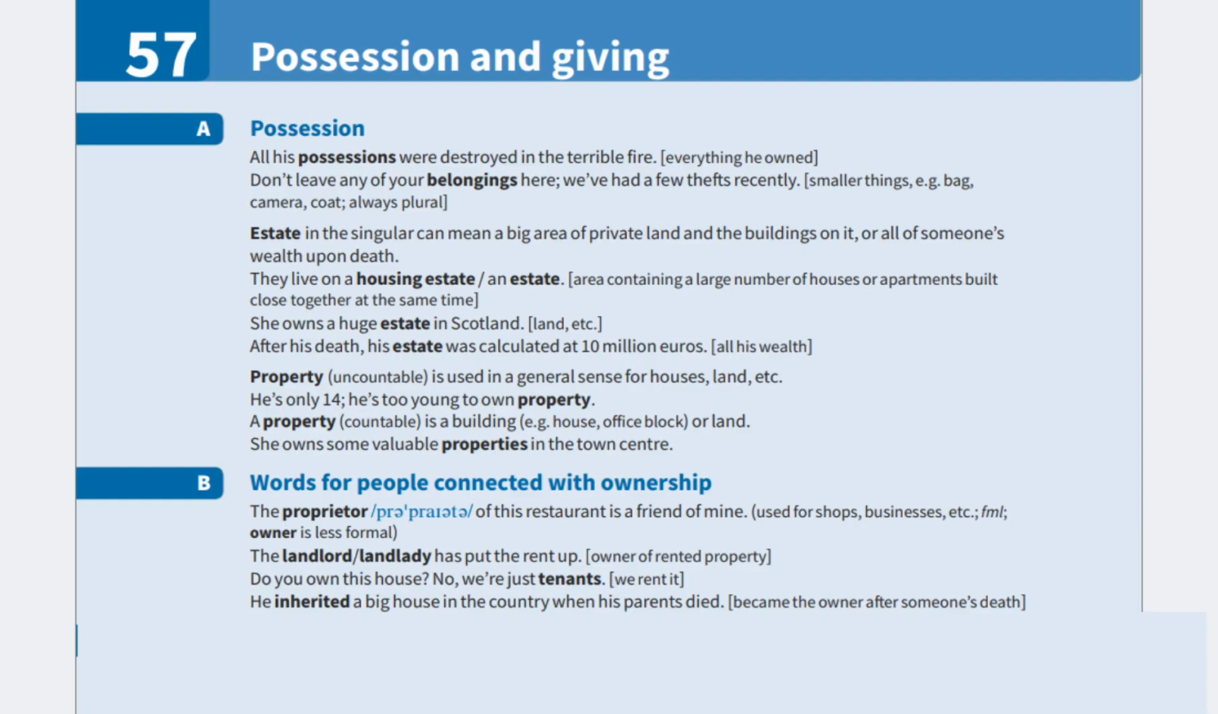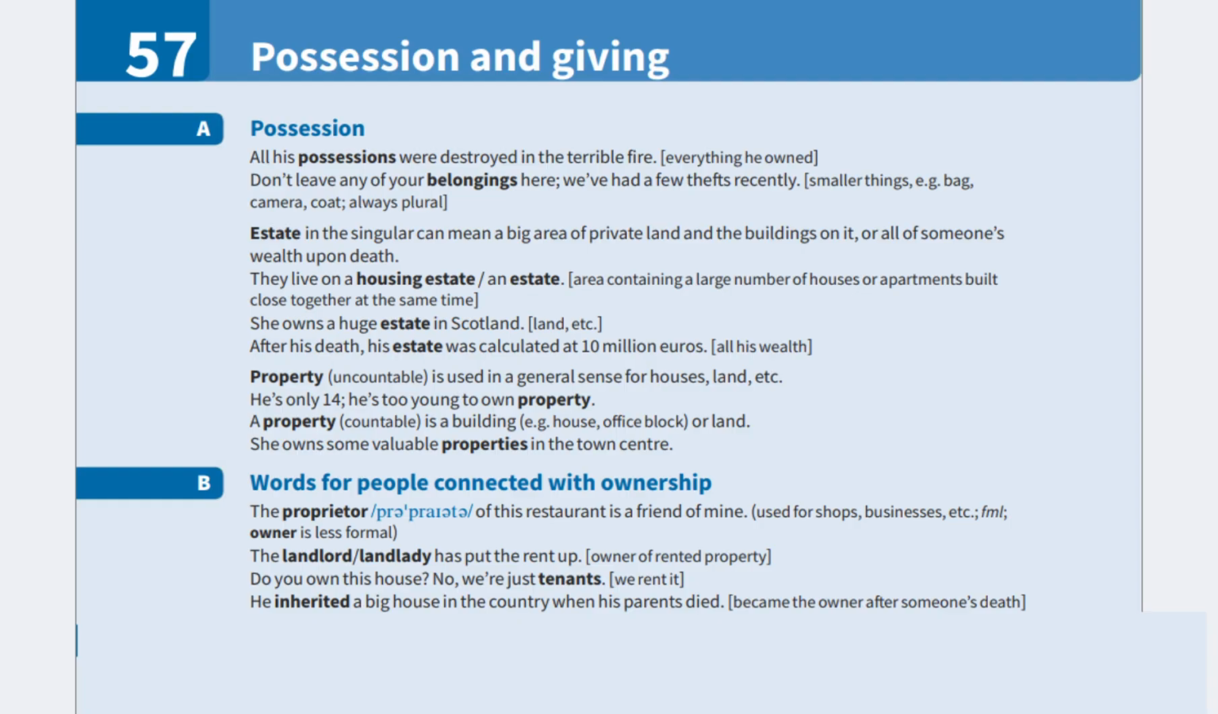The noun estate has several meanings. An estate may be a large area of privately owned land together with the buildings on it. For example, they live on a huge estate in Scotland. A housing estate is an area containing many houses or flats built close together at about the same time. The word estate can also mean all the money, property, and possessions that someone leaves after death. For example, after his death, his estate was valued at 10 million euros.